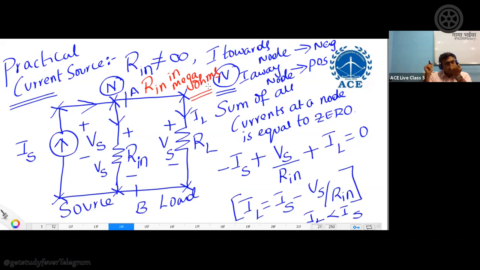Practical voltage source internal resistance should be very, very small. It should be in ohms, maximum from 3 to 5 ohms. And internal resistance for a practical current source should be very, very high. It should be in mega ohms. So this is the criteria we require when we are dealing with ideal sources and practical sources.